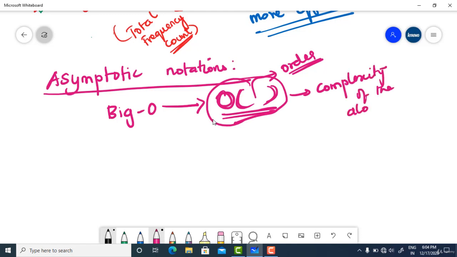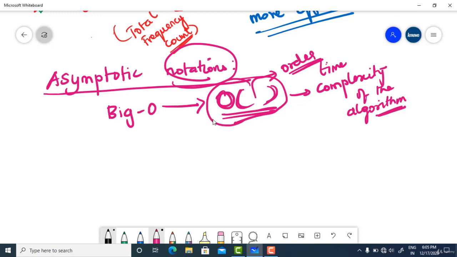And again, don't confuse yourself. This is just a notation, that's it. Just the notation to express the time complexity. This is for time complexity. And we don't much consider the space complexity. We will mostly concentrate only on the time complexity. So that's the big O notation.